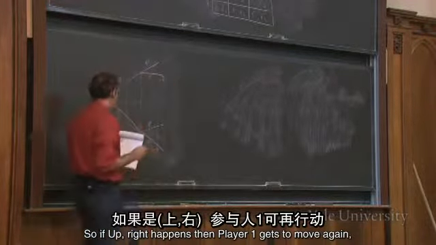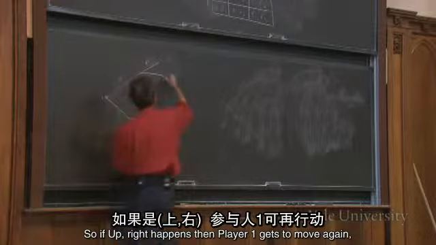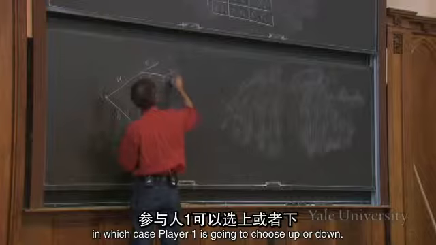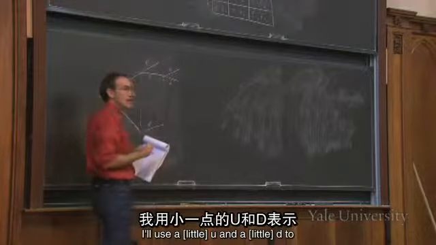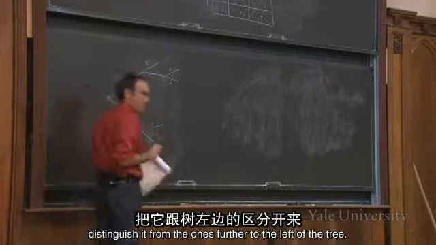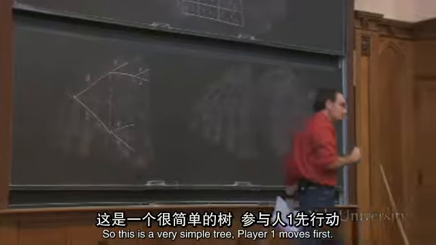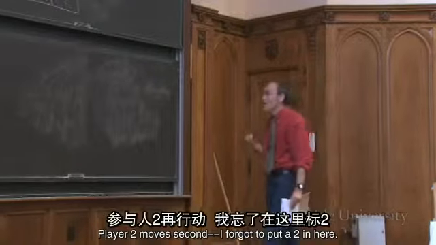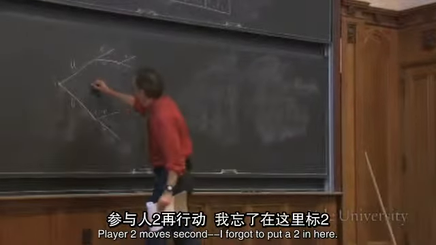So if up right happens, then player one gets to move again, in which case player one is going to choose up or down. And I'll use a little u and a little d to distinguish it from the ones further to the left of the tree. All right, this is a very simple tree. Player one moves first, player two moves second. I forgot to put a two in here.